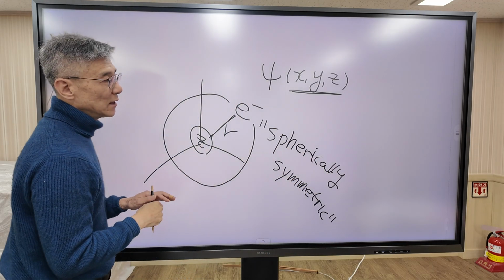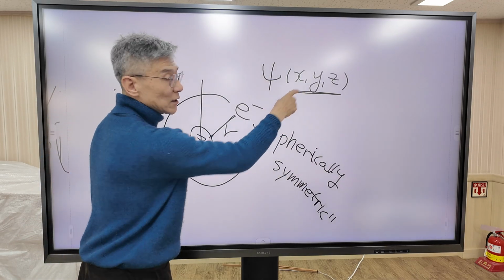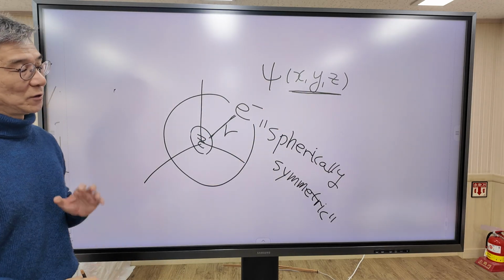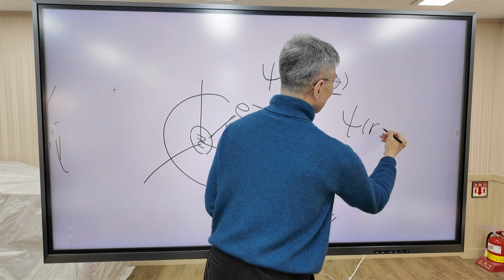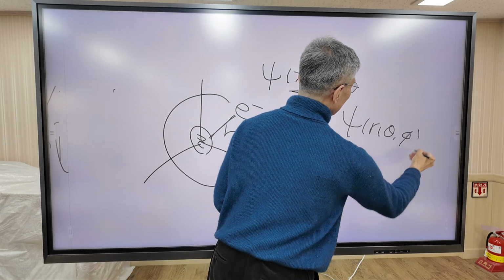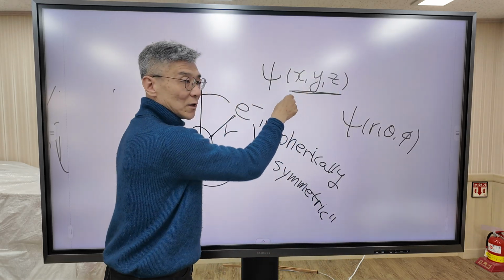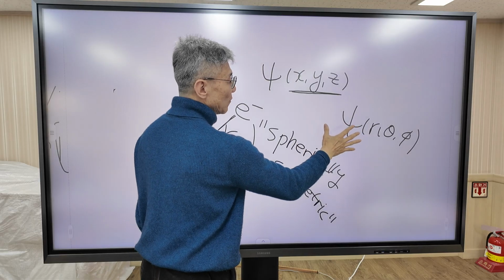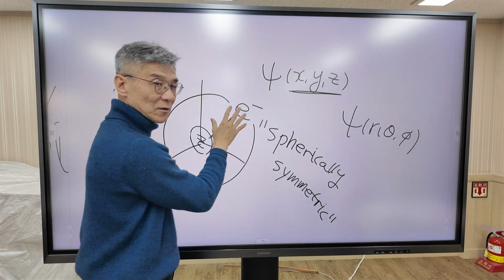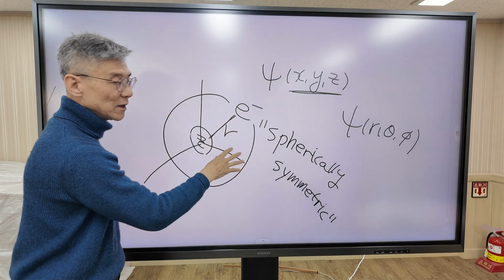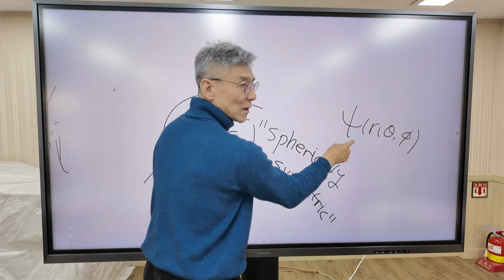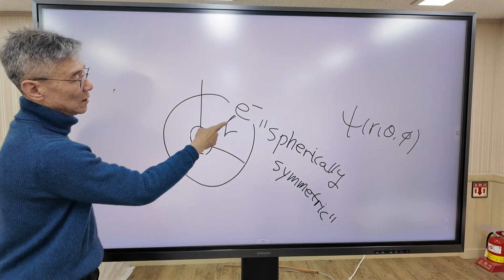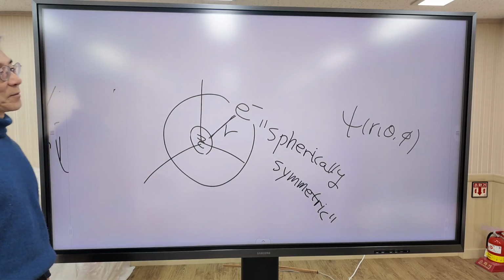So in this case, instead of using the rectangular coordinate, it is more useful or convenient to use polar coordinate. This is a more natural way to represent the wave function of electrons in a spherically symmetric potential. So we are going to use this wave function to represent the hydrogen orbital.